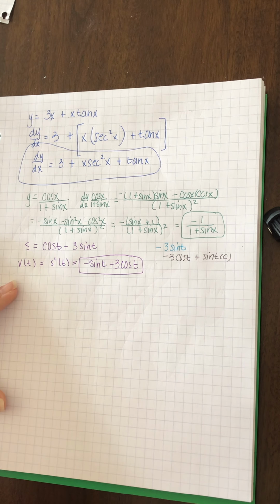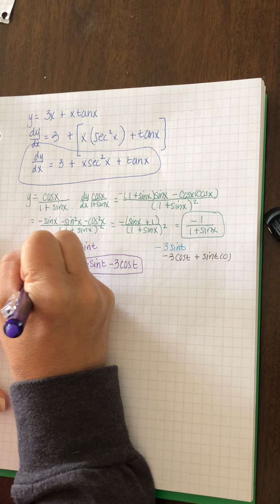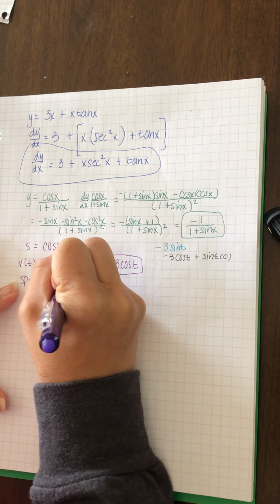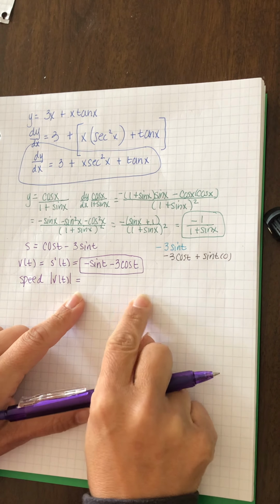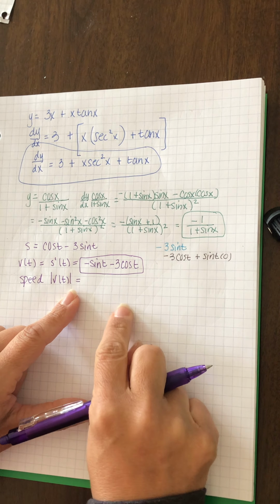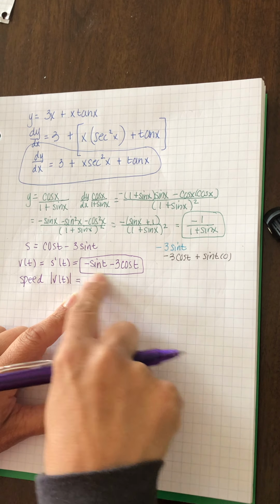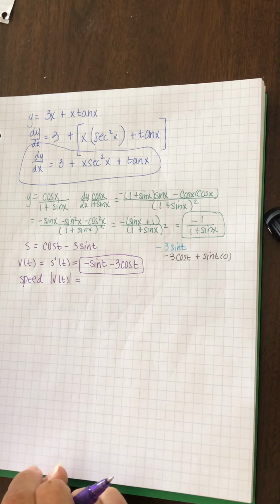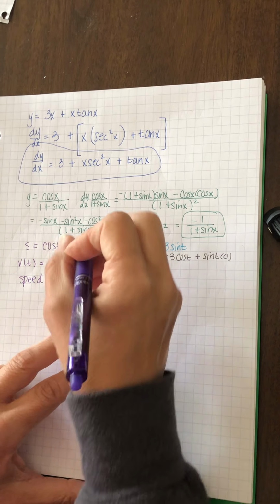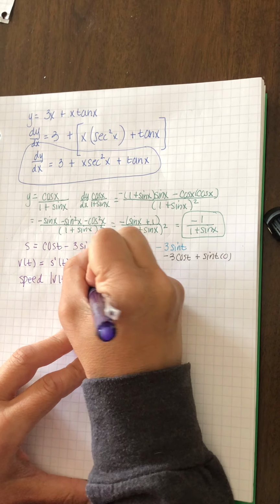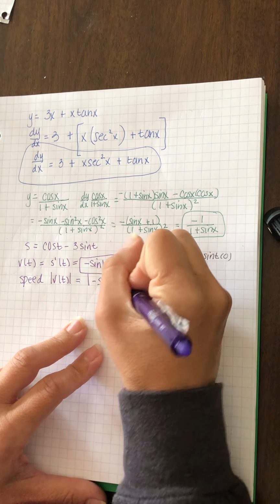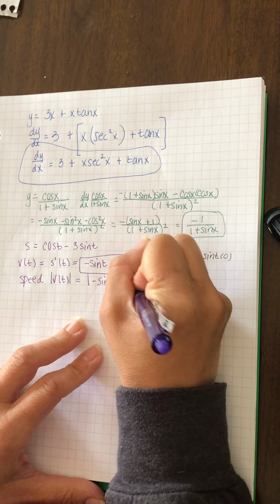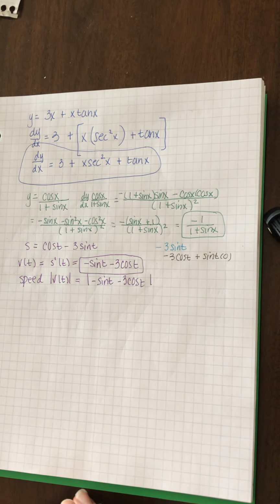Velocity, I'm sorry, they ask you for the speed. So the speed is the absolute value of the velocity. That's difficult to figure out if we don't have values for t. So we just very simply say that the speed is the absolute value of -sine t minus 3 cosine t. That's it.